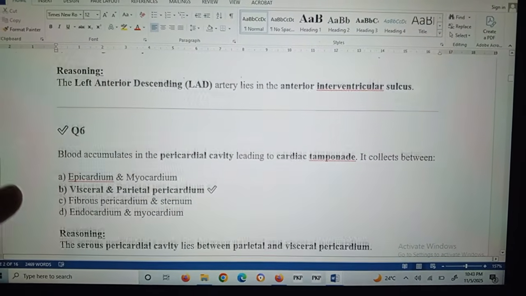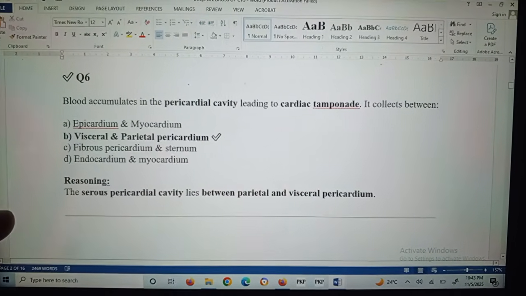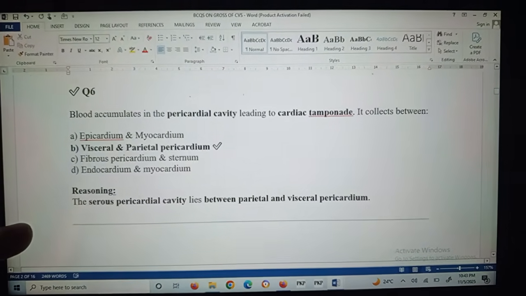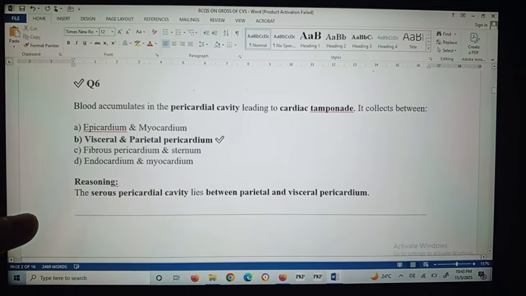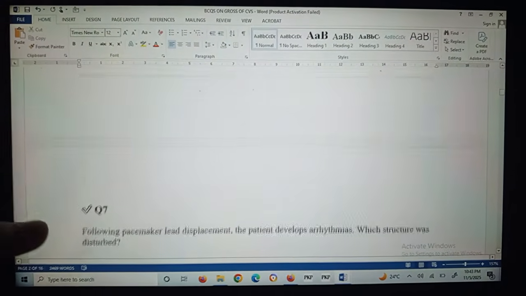Question number 6: blood accumulates in the pericardial cavity, leading to cardiac tamponade. It collects the blood between the visceral and parietal pericardium. The serous pericardial cavity lies between the parietal and visceral pericardium.